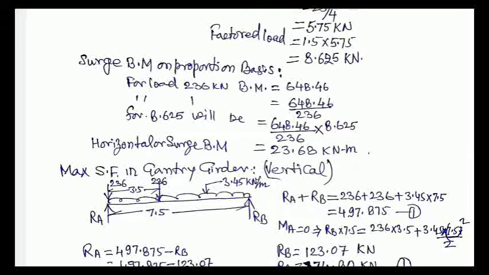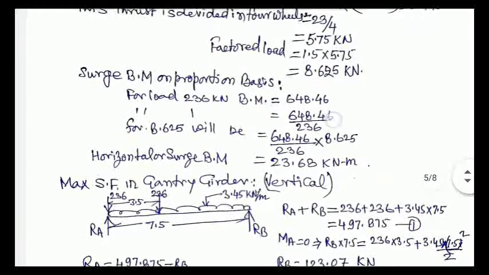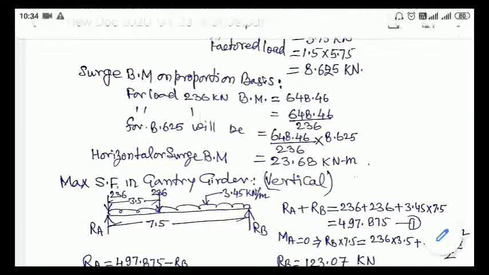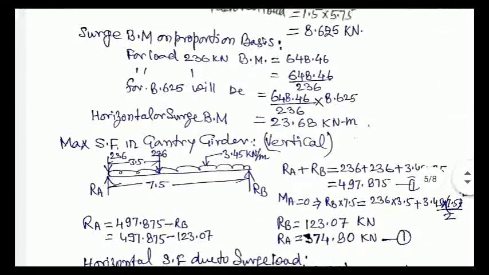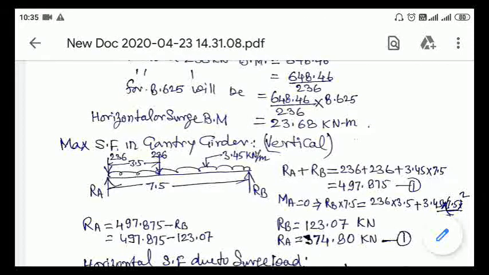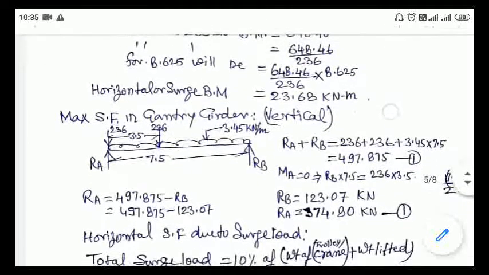For load 236 kilonewton, the maximum bending moment comes out to be 648.46. So for 1 kilonewton load, this will be 648 divided by 236. Okay. So for 8.625, this bending moment will be 648.46 divided by 236 multiplied by 8.625. So this horizontal surge bending moment comes out to be 23.68 kilonewton meter.